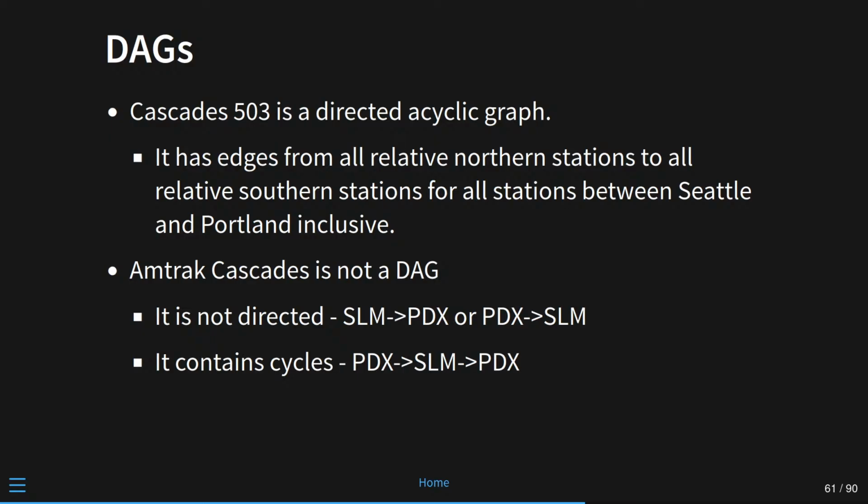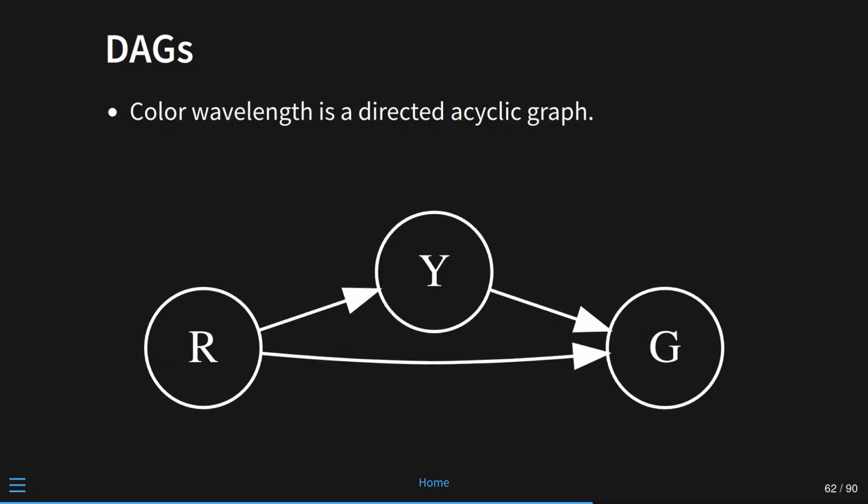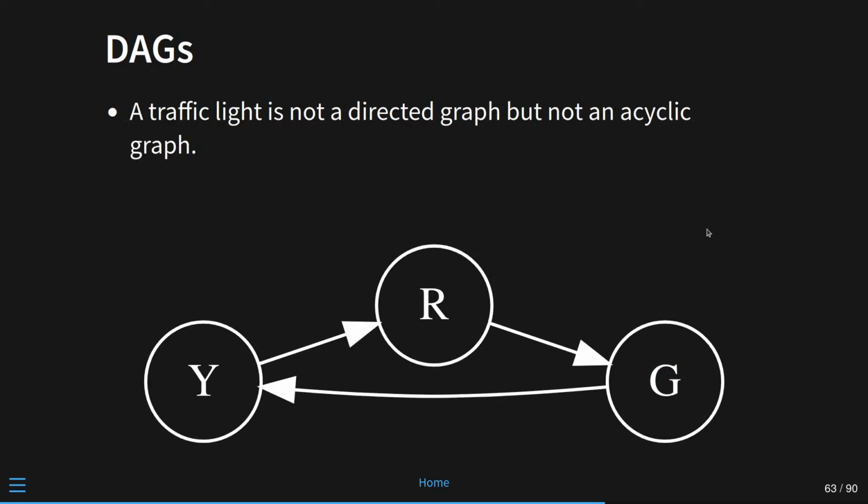Amtrak Cascades is not a DAG because it is not directed and it contains cycles. I can take Amtrak Cascades either direction from Portland, and I can also take it from Portland to Portland. Color wavelength is a directed acyclic graph. Red is above yellow on the rainbow, and it is above green on the rainbow, and yellow is above green on the rainbow. So this is an example of a DAG.